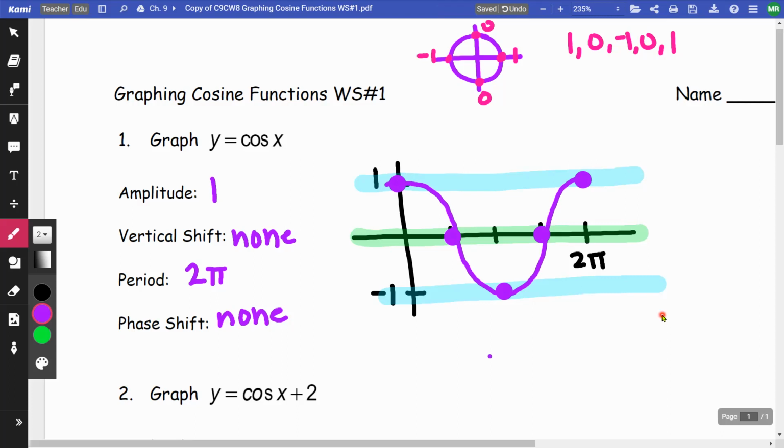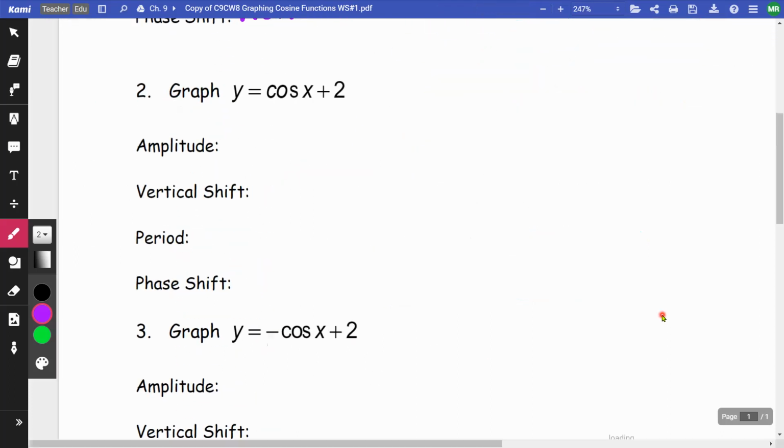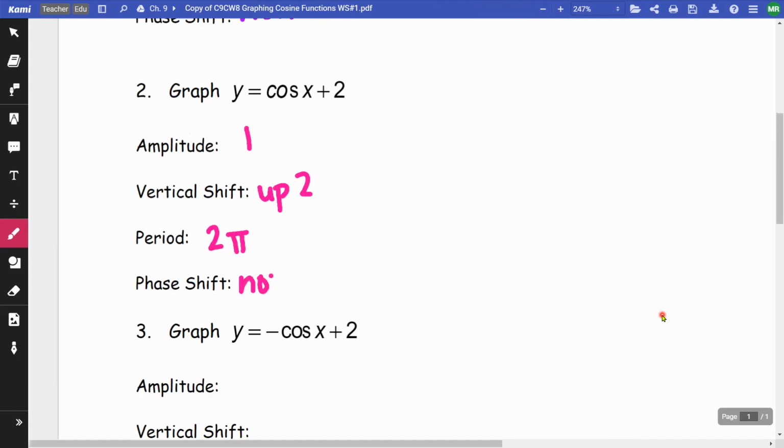On number 2, my amplitude for this is 1. My vertical shift is up 2. My period is 2 pi. And my phase shift is none. So I am going to be shifting this up 2. So let me drop this down a bit. I'm going to go up 1, 2.